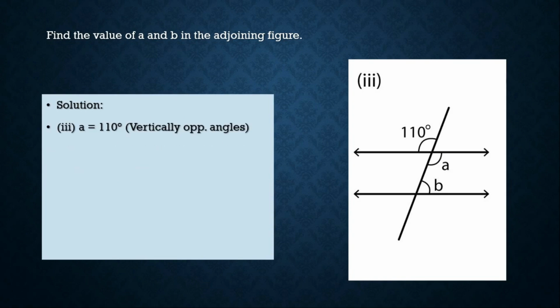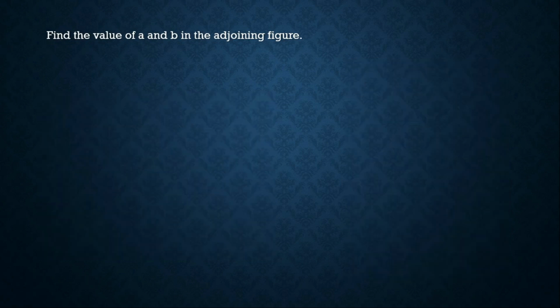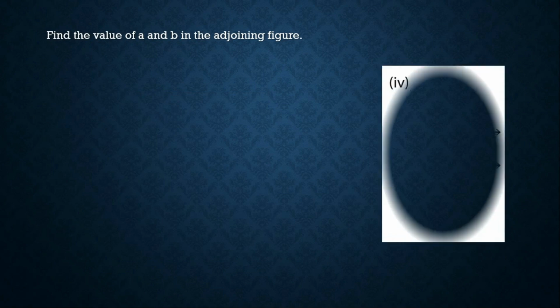Angle A is equal to 110 degrees because they are vertically opposite angles. So angle B is equal to 180 degrees minus A. So interior angles on the same side of the transversal are supplementary. Now angle A is equal to 110 degrees. So B is equal to 180 degrees minus 110 degrees. So the difference of this is 70 degrees. So the value of angle B is 70 degrees and the value of angle A is 110 degrees.